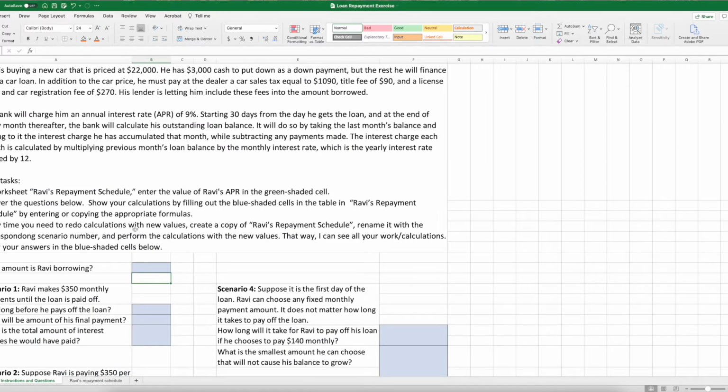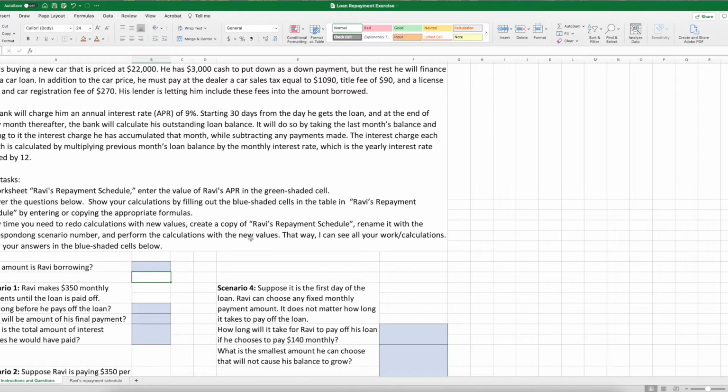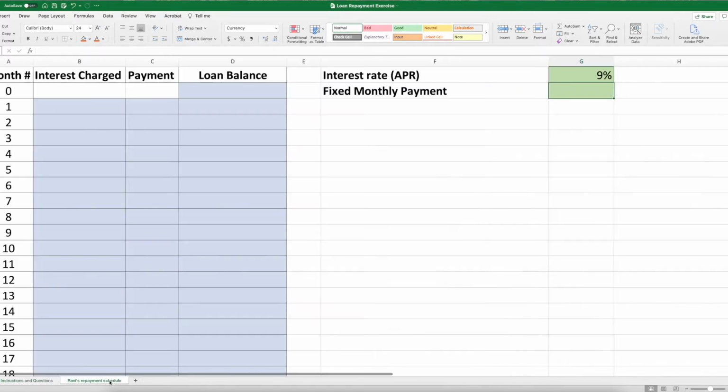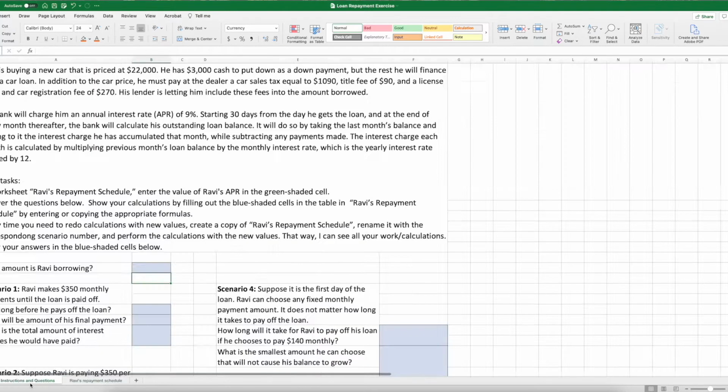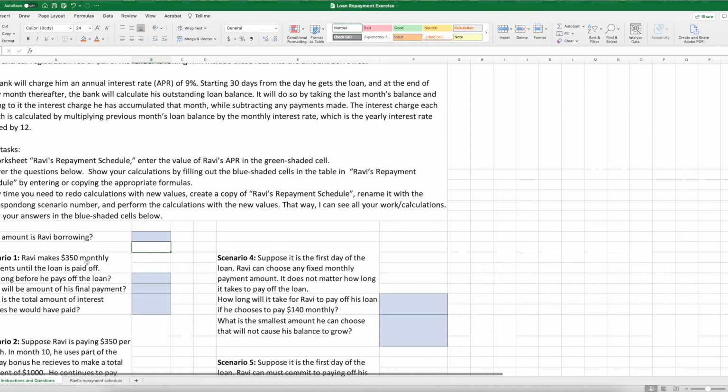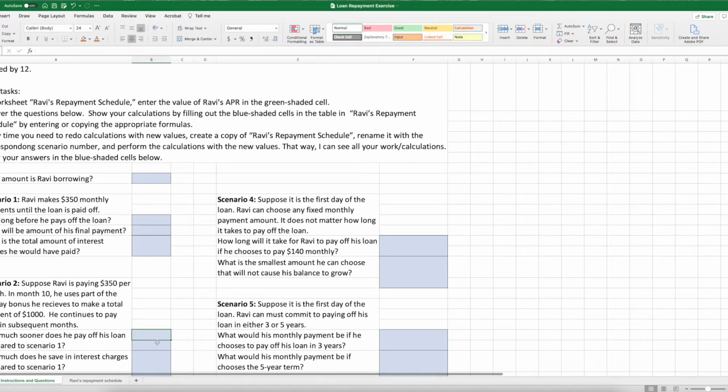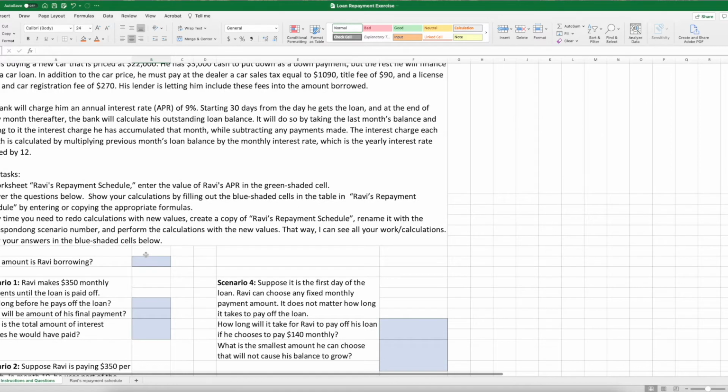Every time you need to redo calculations with new values, create a copy of Ravi's repayment schedule, rename it with the corresponding scenario number, and perform the calculations with new values. So we would need to create copies of this Ravi's repayment schedule to redo calculations with new numbers. That way I can see all your work and calculations, and then enter your answers in the blue shaded cells below. So this is where we'll enter our final answers. Okay, so let us start.